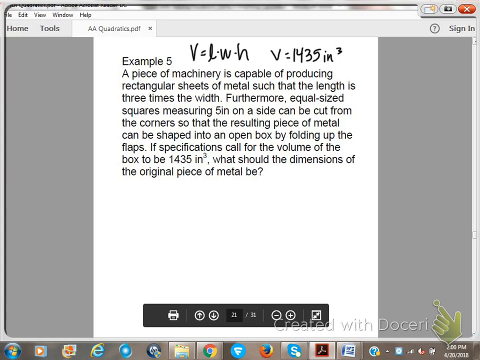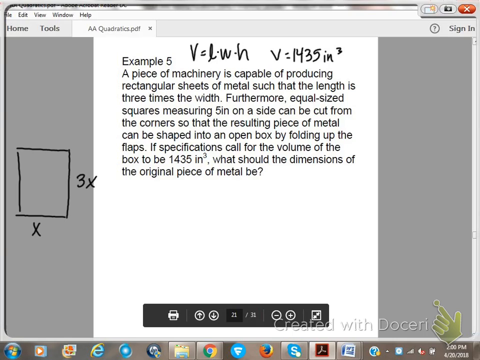Are we starting off with a box? Flat sheet. We're starting off with a flat sheet. And what shape is that flat sheet? A rectangle, okay? So it's saying that you're starting with a rectangle. And what do they tell us about that rectangle? Equal size squares measuring 5 inches on the side can be cut from the corners. Even before that, they do give us something else. Length is 3 times the width. Good. So how would we put that down there? x and 3x.